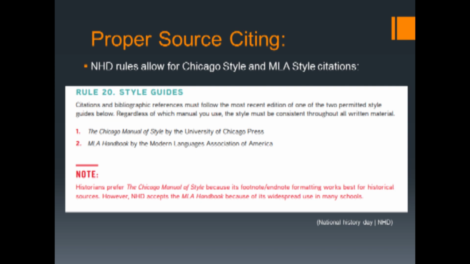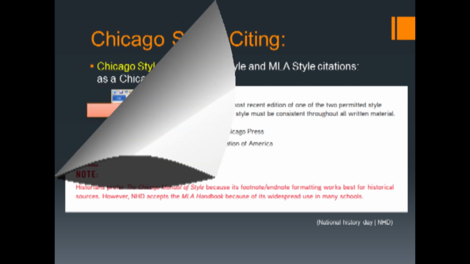Proper source citing. According to the NHD Rule Number 20, you may use either Chicago-style or MLA-style citations. It is preferred that you get accustomed to Chicago-style citations when conducting historical research. However, it is not mandated for the National History Day contests. It is, however, extremely important that whichever citation style you choose, that you maintain that style throughout your work.